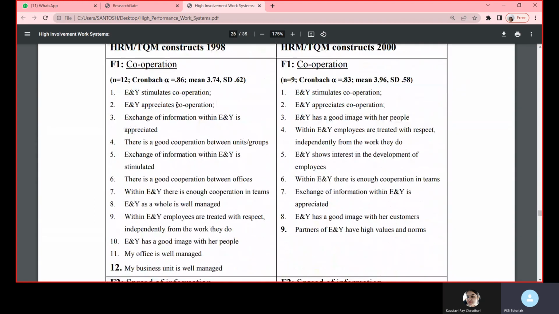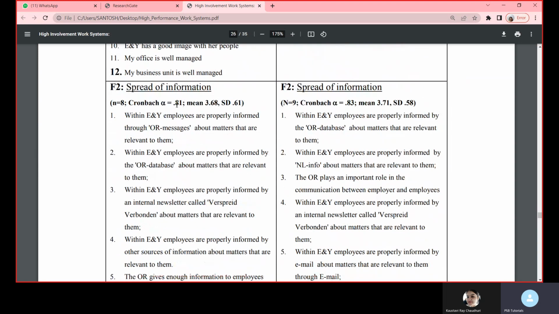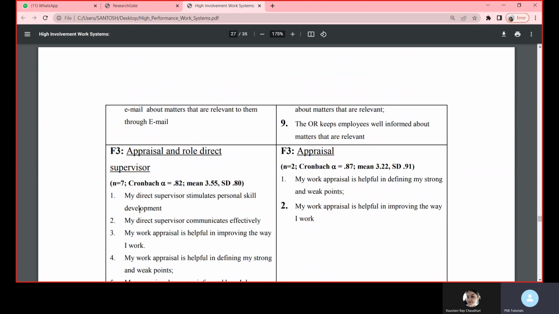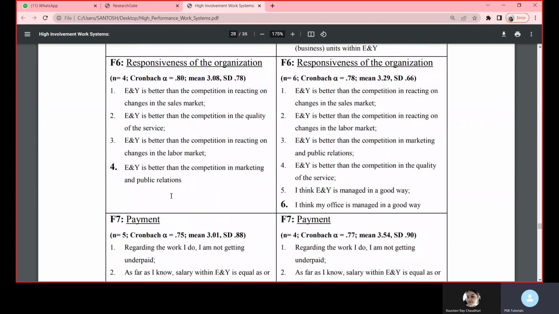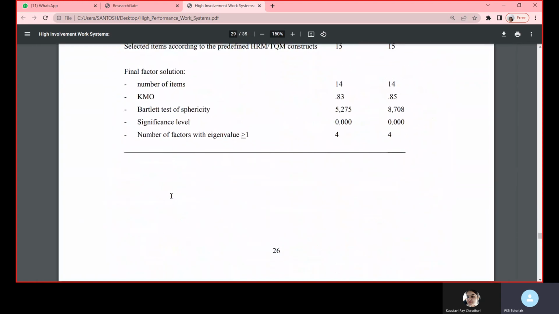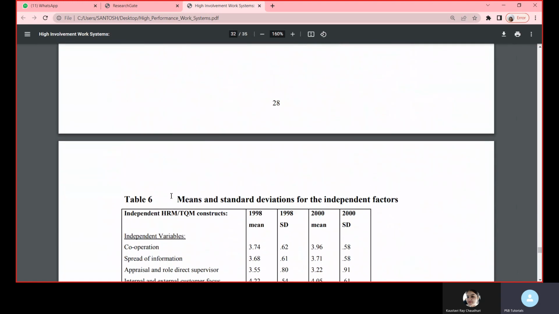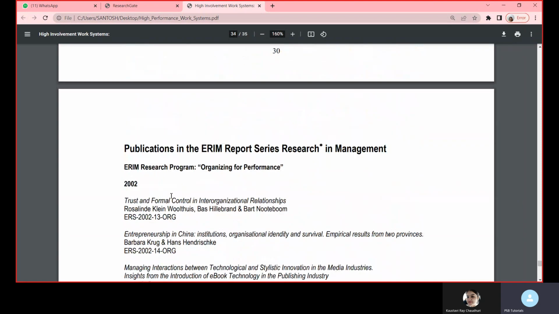We can interpret from the above research that cooperation was found to be the main construct. Everywhere in HRM or TQM, we understood, there are a few constructs: the spread of information, appraisal and role direction, and internal and external customer focus. These are the few points on which the research has been done, which are actually the base of high performance work systems. Fine. So this has been discussed here. This is simply the research result; we don't need to study more on this. This is simply the research objectives and things being defined. So these were the three models that we discussed. Okay.